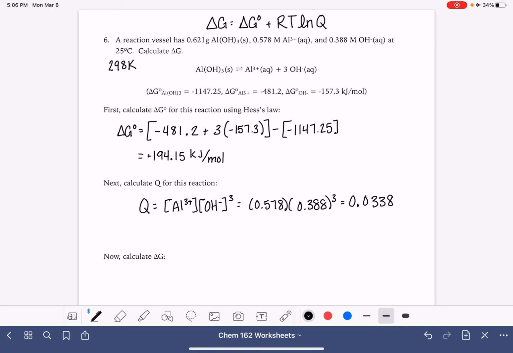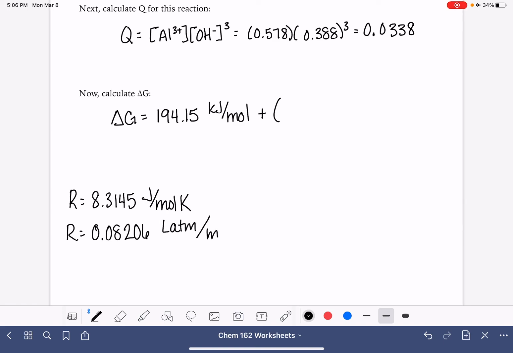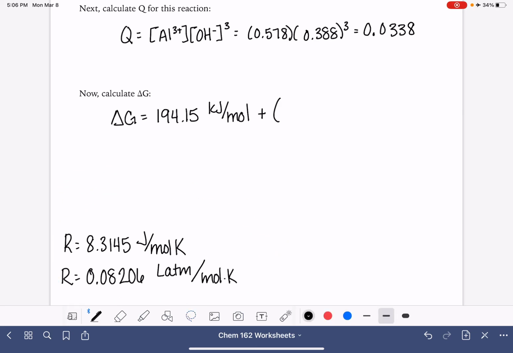We can calculate delta G, non-standard. We have all of the information that we need. We're going to plug in our delta G standard value, that is 194.15 kilojoules per mole. And then to that, we're going to be adding the value of the gas constant R. In this particular type of problem, the value of R that we use is 8.3145 joules per mole Kelvin. It is the same R as the one that we've used before, 0.08206. It just has different units. So the liters atmosphere unit has been converted to joules.